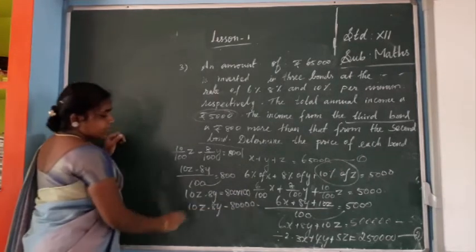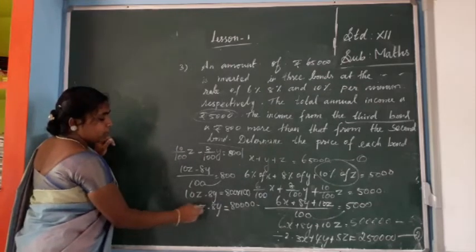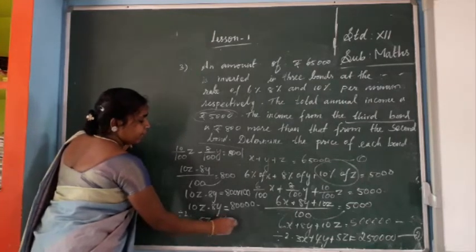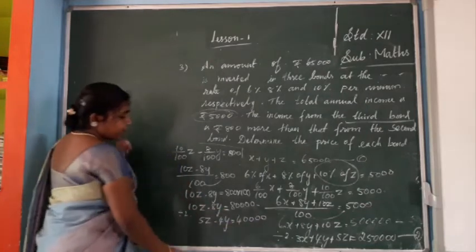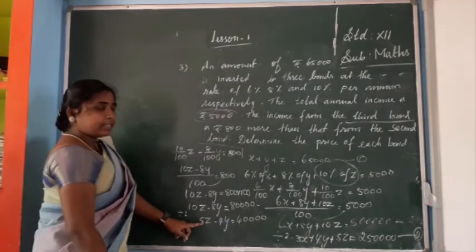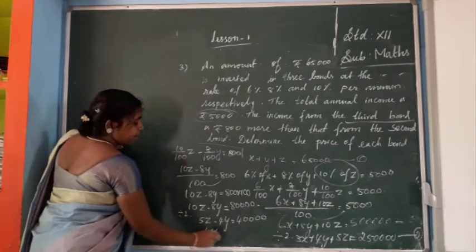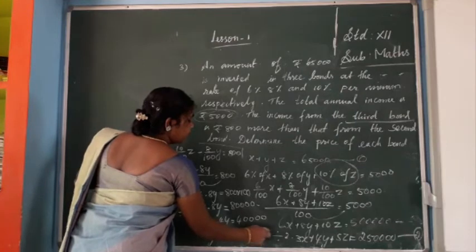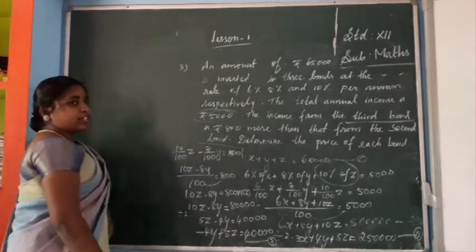Next, all the terms are multiples of 2, so I am dividing by 2. Then what will we get? 5z minus 4y equal to 40,000. Next, you see the arrangement, the term z is first, so you change it: minus 4y plus 5z equal to 40,000. Okay, this is equation 3. So all the equations we got.